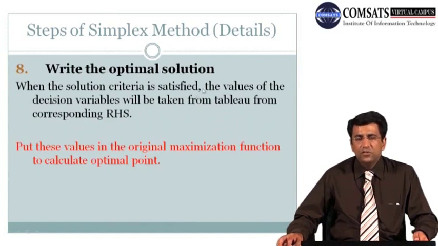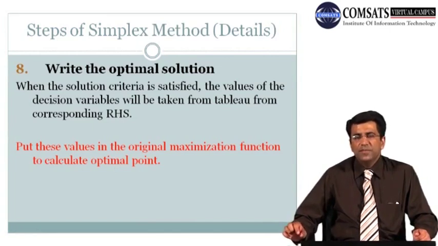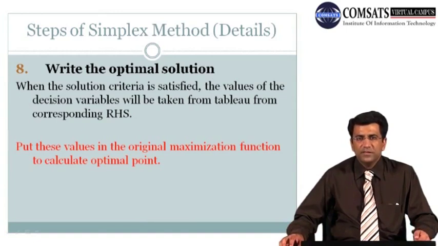Then again we will have to write down the optimal solution. When the optimality criterion is satisfied, the values of the decision variables will be taken from the corresponding right hand side of the table. Put these values in the original maximization function to calculate the optimal point. So if we achieve the optimal condition, that is, the coefficients of the objective function are all positive, we take the values of our variables from this table and put them in our objective function, and in this way we can maximize our objective function. So class, these were the basic steps involved in the simplex method.